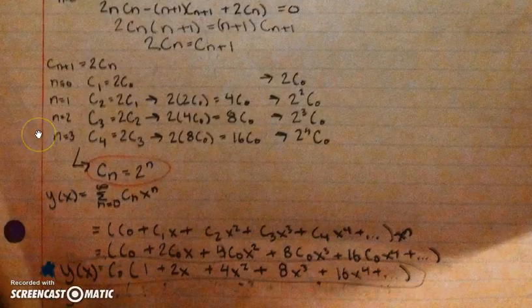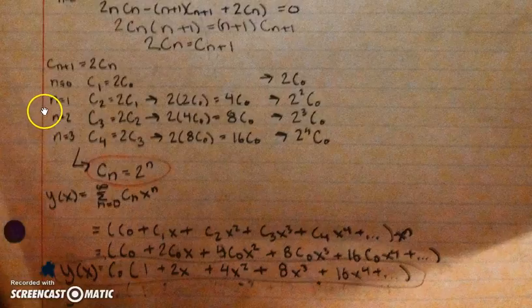And then you can do this for several n's. We're going to go up to 3 n's. So then you have n equals 1. So here your C2 equals 2 C1. Well, we know up here that C1 equals 2C0. So you can actually do 2 times 2C0 equals 4C0.